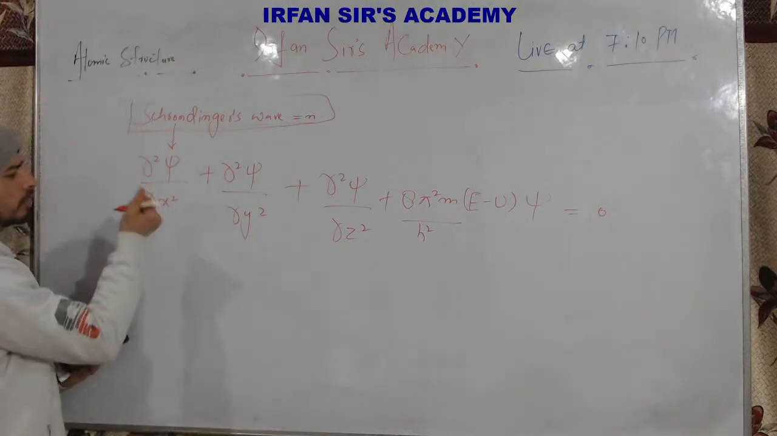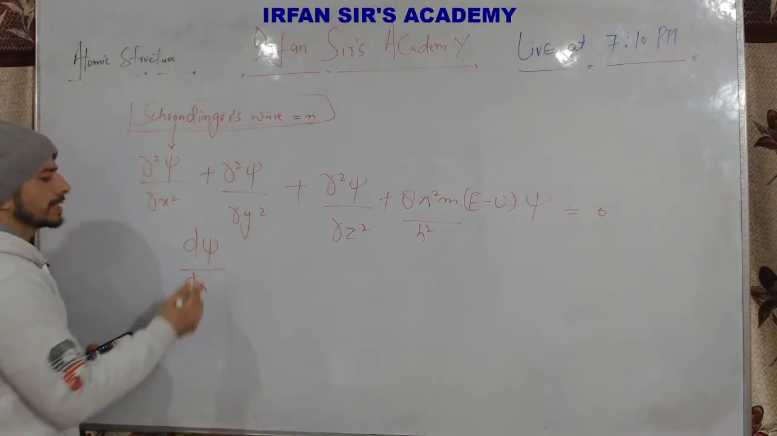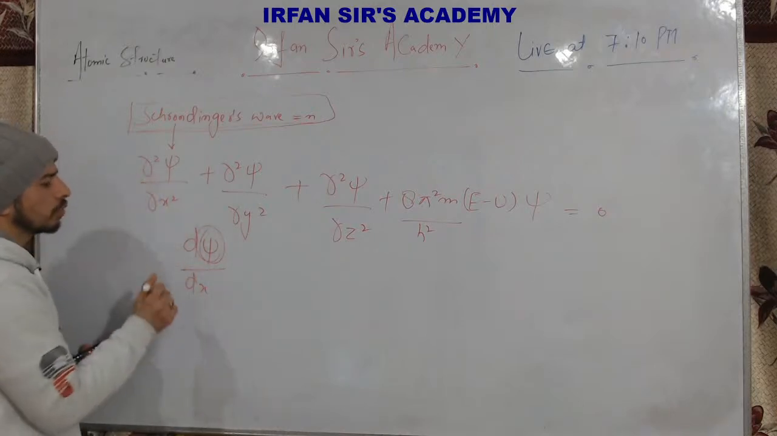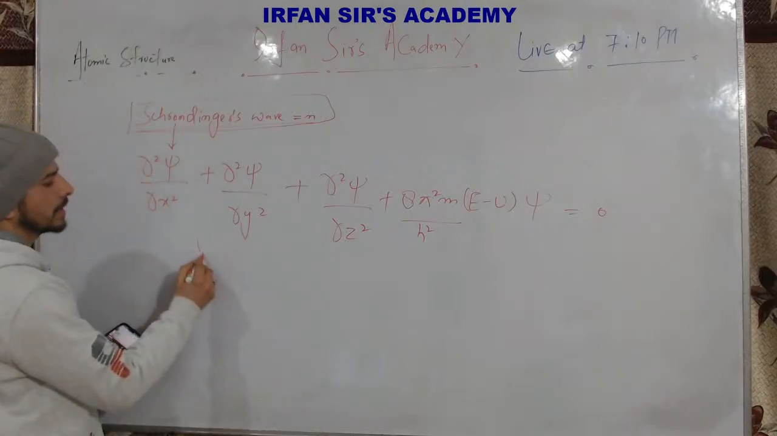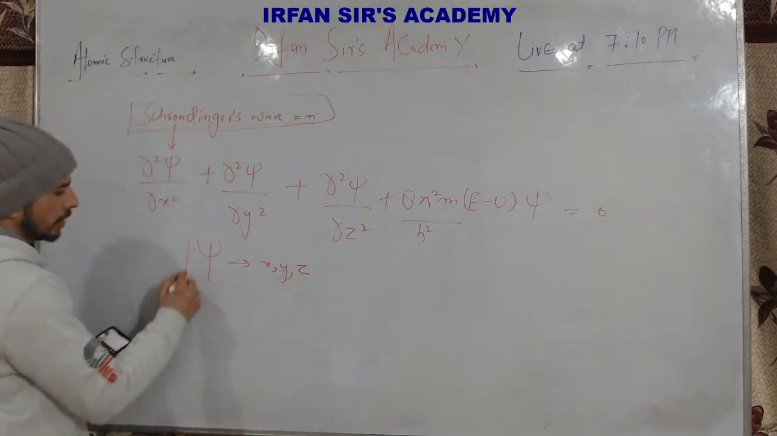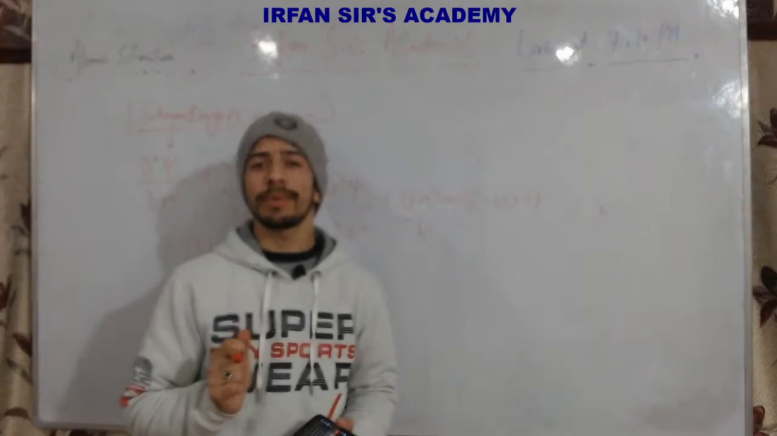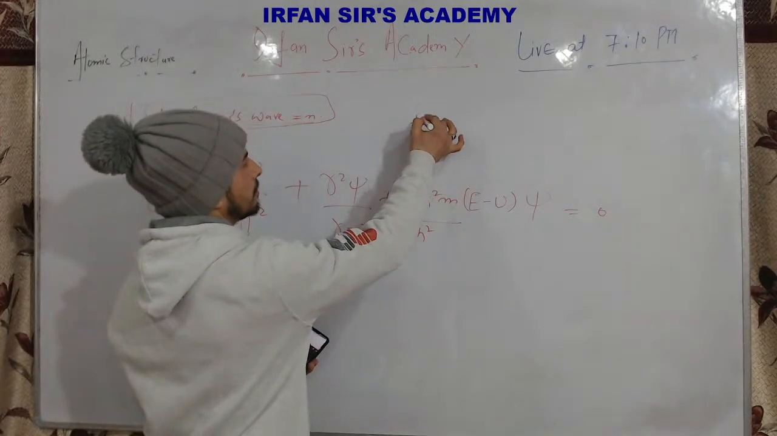What do we mean by del? What is del psi upon del x? You will say it is the differentiation of psi with respect to x, but here it is a partial derivative. Psi depends upon x, y and z. Why does it depend on x, y, z? Because psi is the orbital wave function.